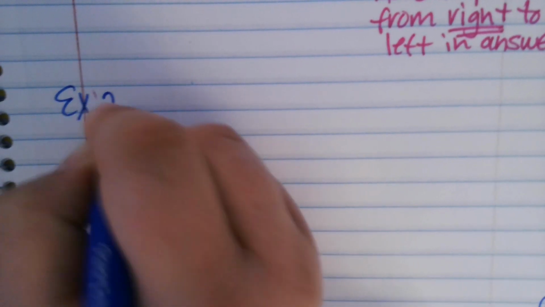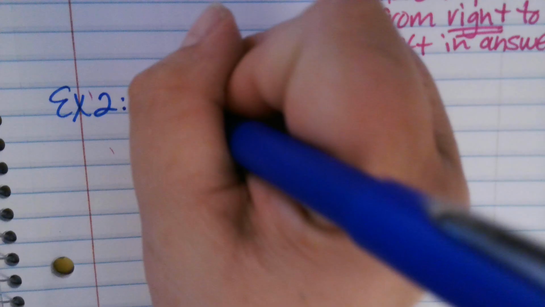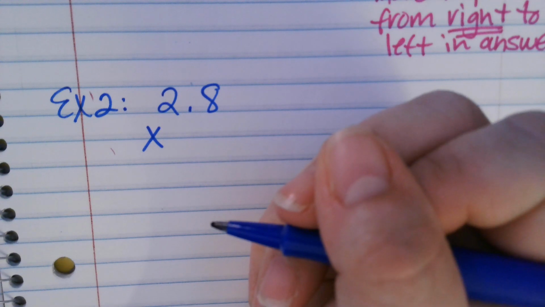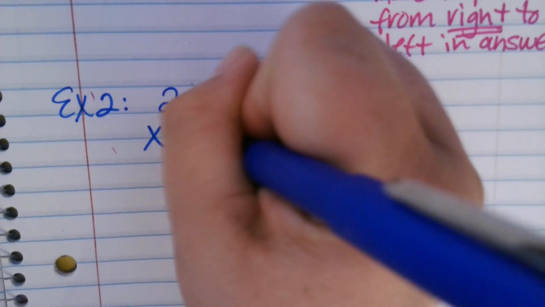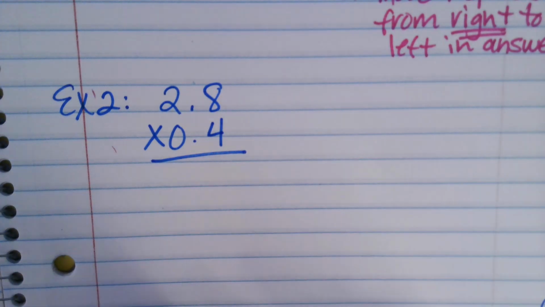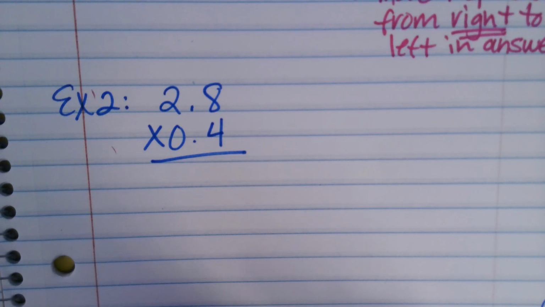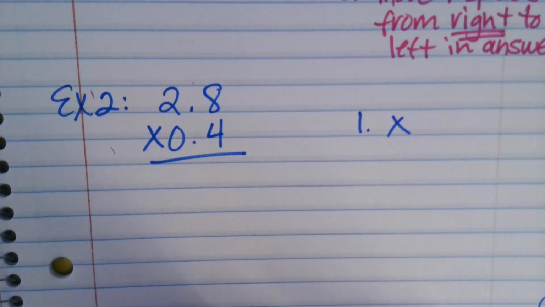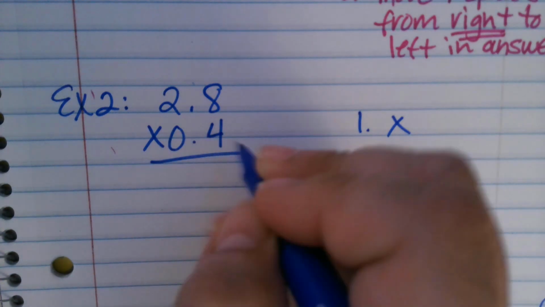All right. So here's example 2. Let's multiply 2.8 by 0.4. Now notice this one, the decimals do line up, but again, that's just coincidence. We're not going to worry about it. So for step 1, again, we're just going to multiply your numbers. Keep it simple. We'll go ahead and do that.